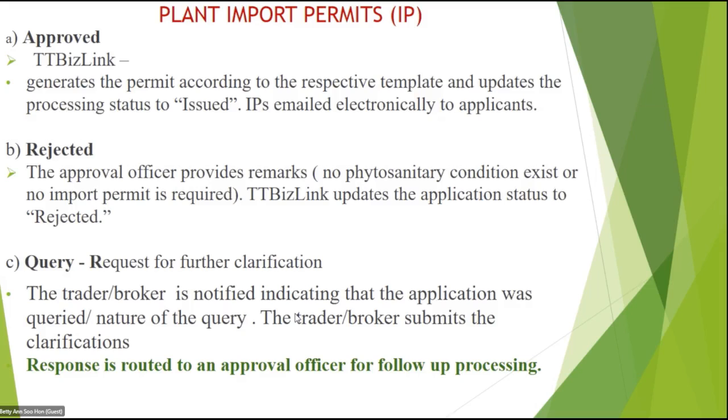In some cases, permits can be queried. Here, basically, when we say query, we just request further clarification. The trader or the broker is notified, indicating that the application was queried, and he is also notified of the nature of the query. The trader or broker then submits the clarification. The response is then routed to an approval officer for follow-up processing. And once the query has been answered, and all is well, the permit will be issued and emailed to the applicant as an approved permit.